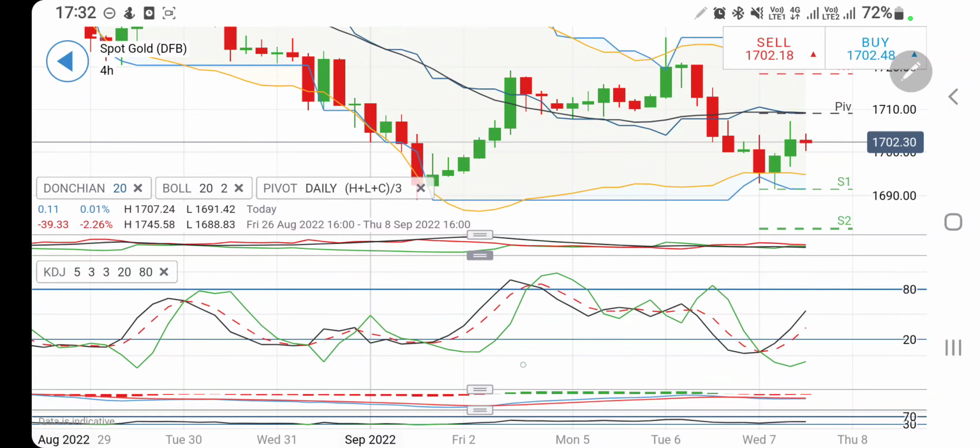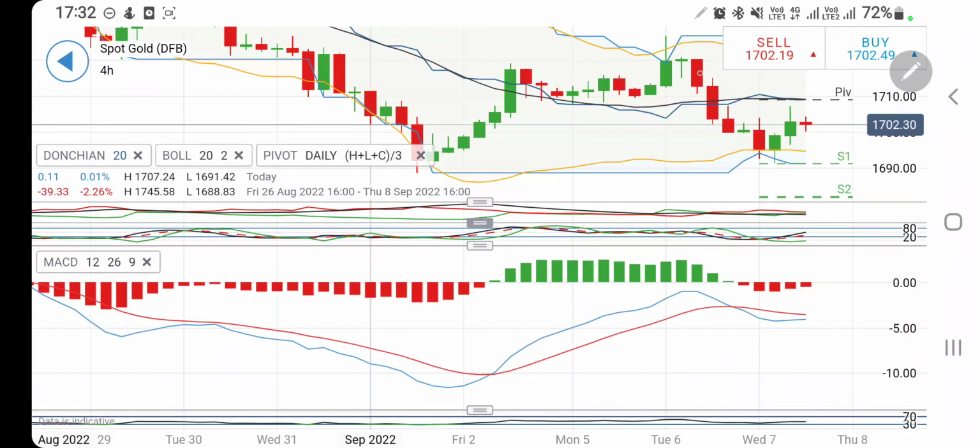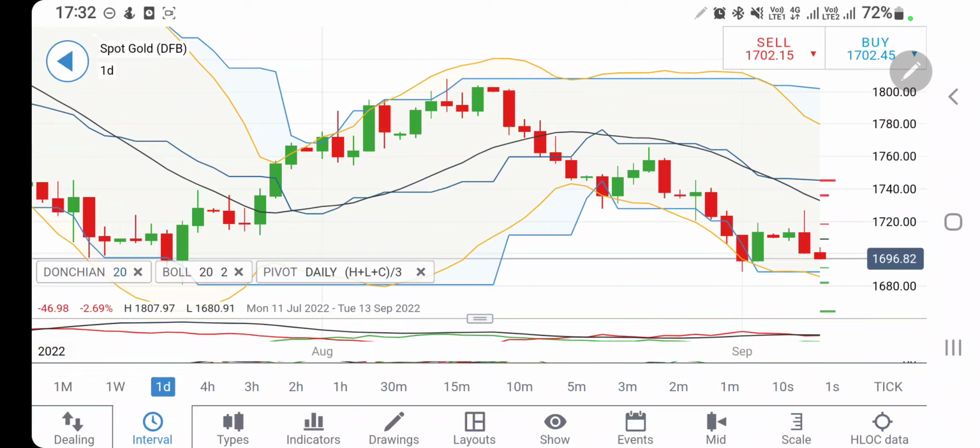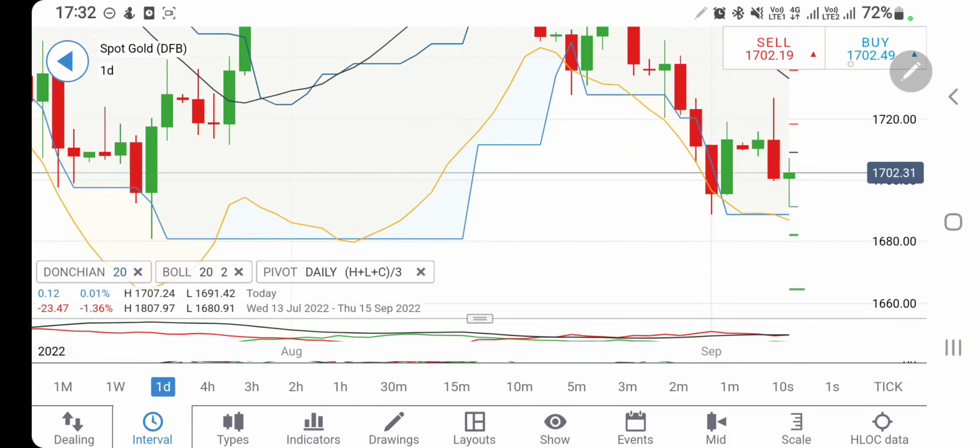Directional movement bearish. Stochastic looking upwards. It has got the bullishness. The MACD is willing to converge, crossover for a bullish move. RSI trading flat.